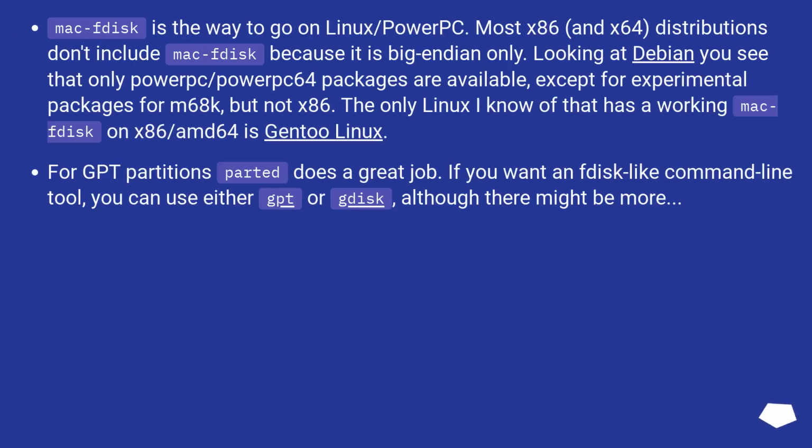Mac-fdisk is the way to go on Linux/PowerPC. Most x86 and x64 distributions don't include mac-fdisk because it is big endian only. Looking at Debian, you see that only PowerPC/PowerPC 64 packages are available, except for experimental packages for M68K, but not x86. The only Linux I know of that has a working mac-fdisk on x86/AMD64 is Gentoo Linux. For GPT partitions, parted does a great job. If you want an fdisk-like command line tool, you can use either gdisk or cgdisk, although there might be more.